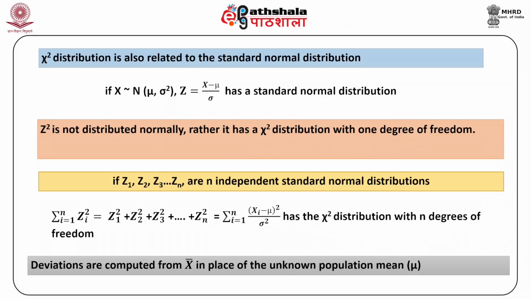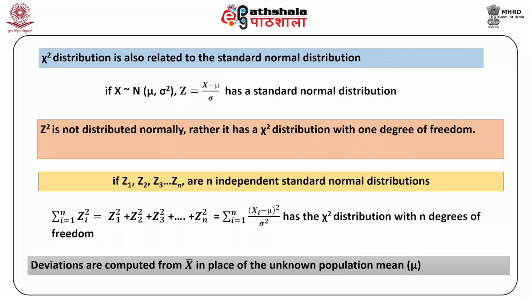Further, to generalize, if z1, z2, z3, zn are n independent standard normal variables, then the sum of their squares, which means sigma zi square, where i is from 1 to n, which is nothing but z1 square plus z2 square up to zn square, will be equal to sigma i from 1 to n of xi minus mu square upon sigma square, and it has the chi-square distribution with n degrees of freedom.